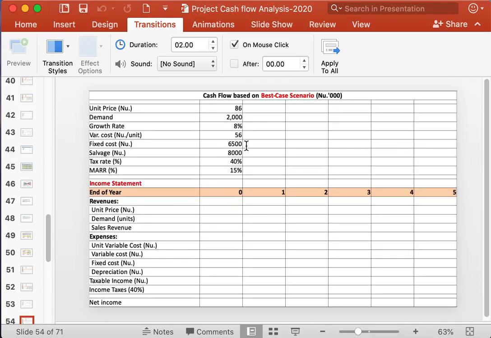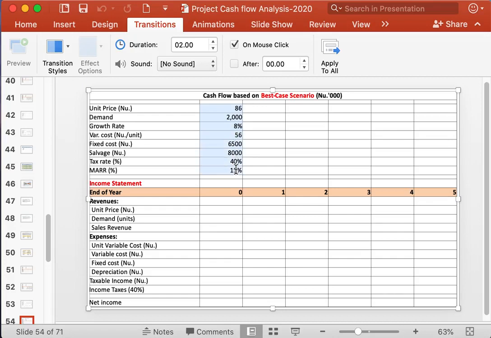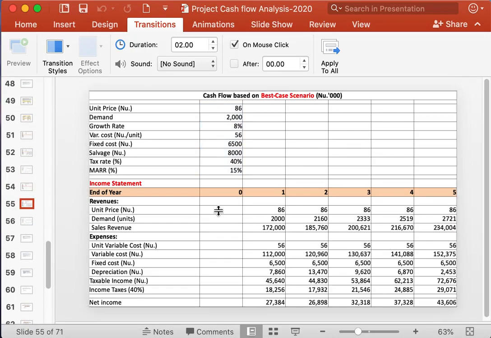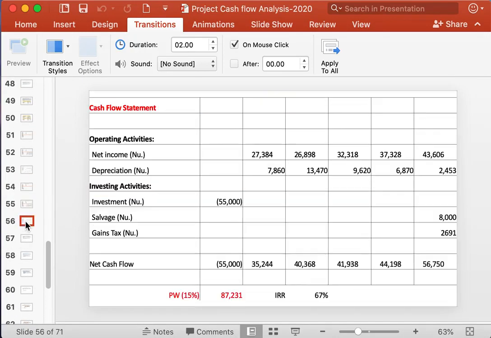Similarly, for best case scenario, you change the values of each of these key variables, then you generate cash flow again in a similar manner, and then calculate the net present worth, which gives 87,231.